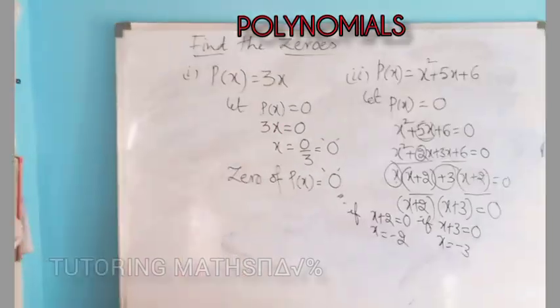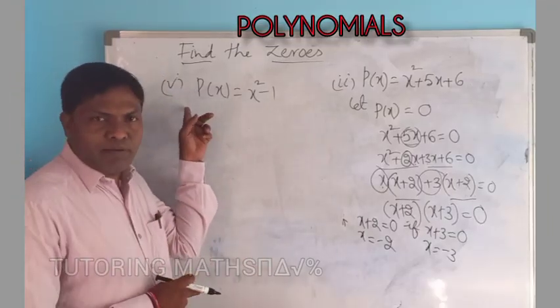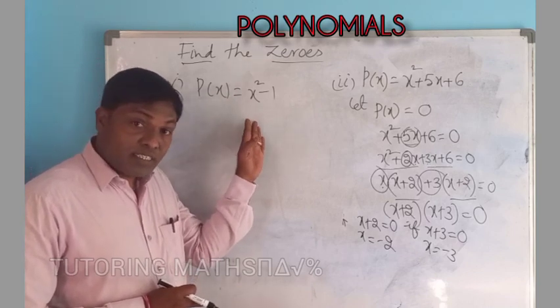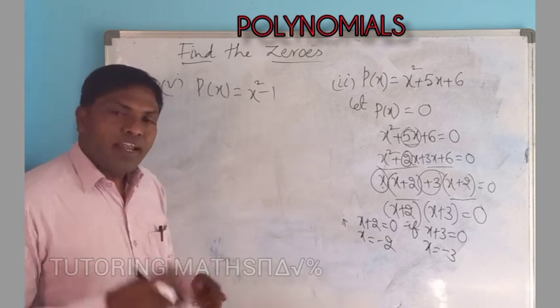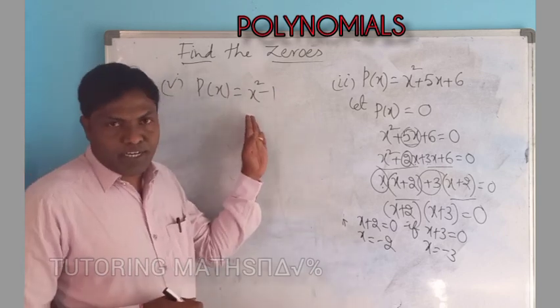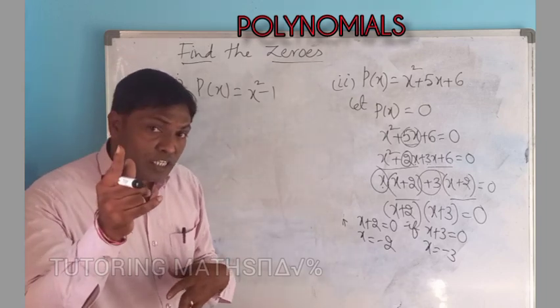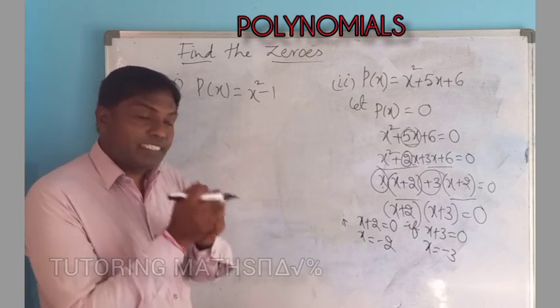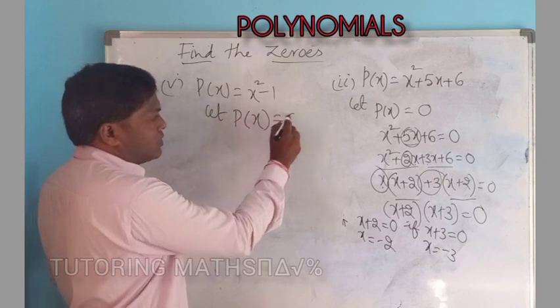That's all. Now let's see one more question of this bit, the fifth question of second bit. P of x is equal to x square minus 1. Now this is a second degree polynomial, a quadratic polynomial. How do we find the 0 of this quadratic polynomial? Let us see. Just now we have discussed, if you want to find the 0 of any polynomial, then we have to equate that polynomial with 0. Let P of x be equal to 0.